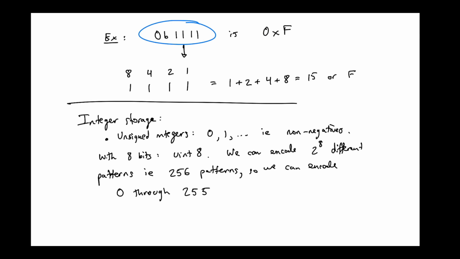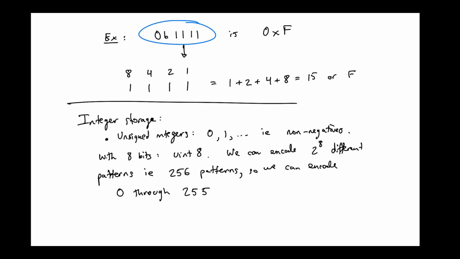All right, so if we can do 256 different patterns and we need to start with 0, then that means the biggest number we can encode is 255 as an unsigned integer. And the pattern for how to do this is exactly what we've seen. You just start with the place value.